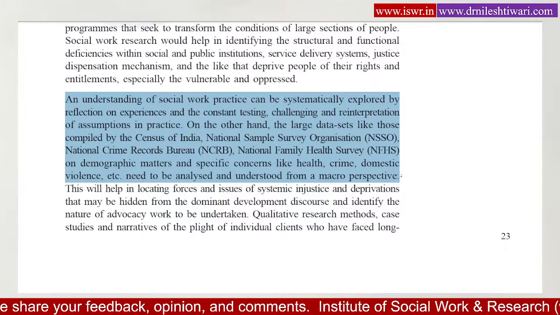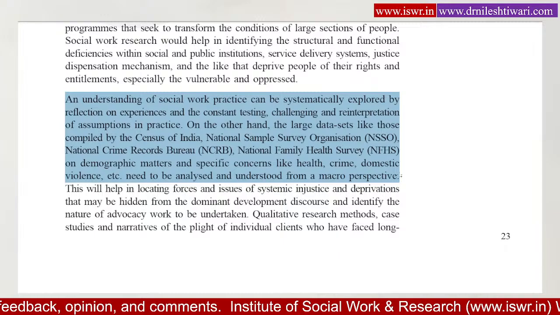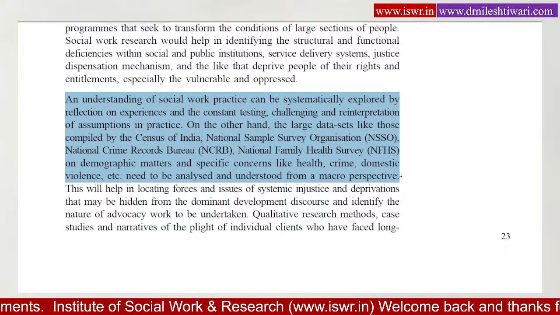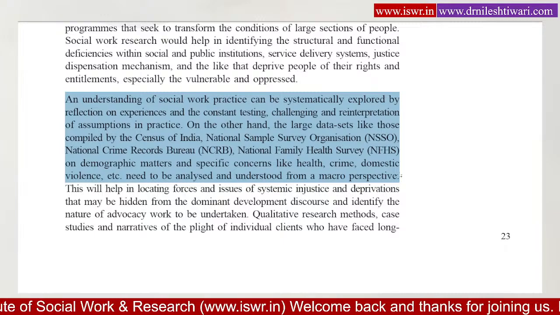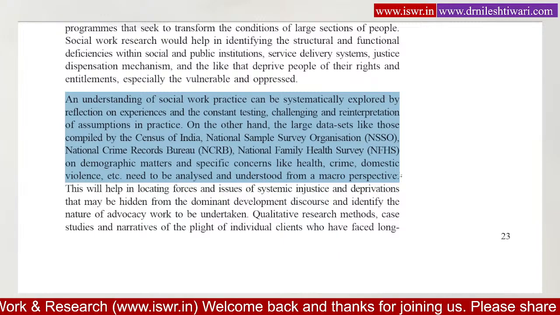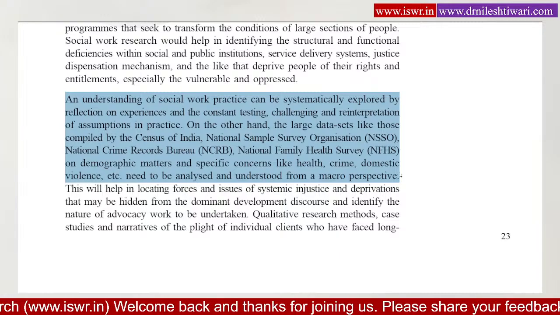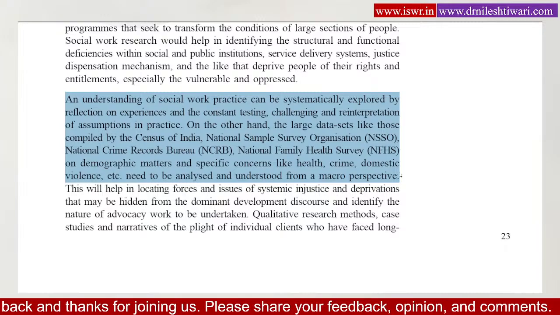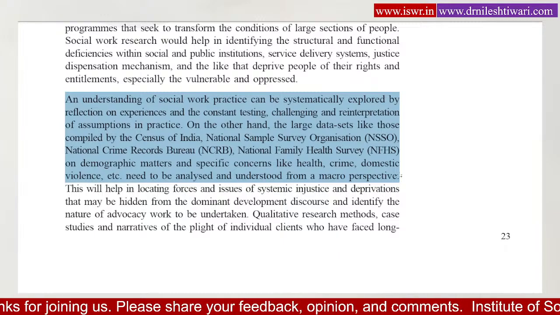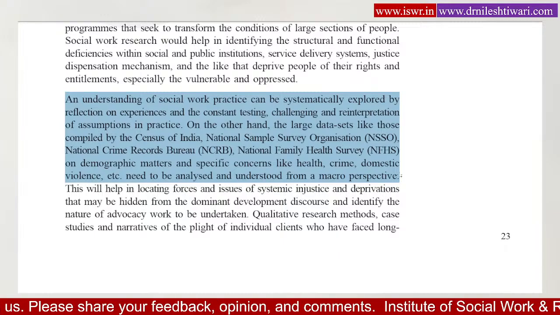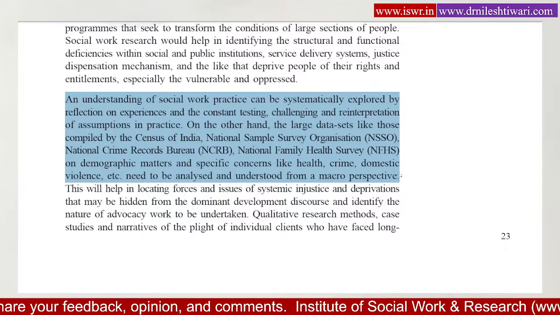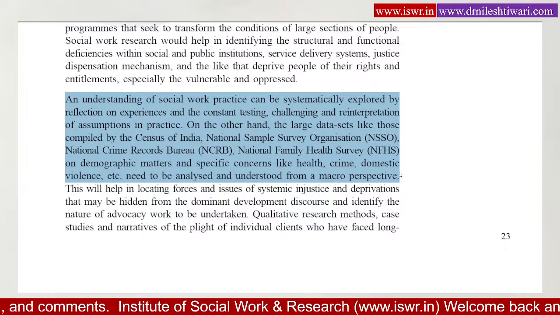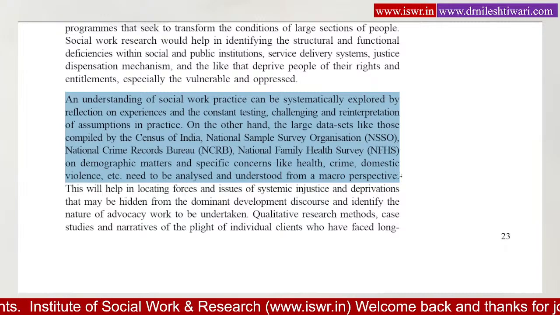Again, the survey by NSSO, National Sample Survey Organization, or National Crime Record Bureau data, National Family Health Survey. All these surveys by government agencies or international NGOs or international organizations help a social worker in raising the issues of the oppressed groups, the marginalized groups, the vulnerable groups, communities, individuals in front of competent or concerned authorities, right?